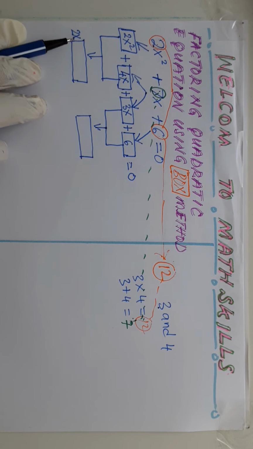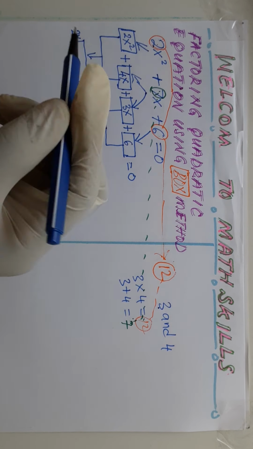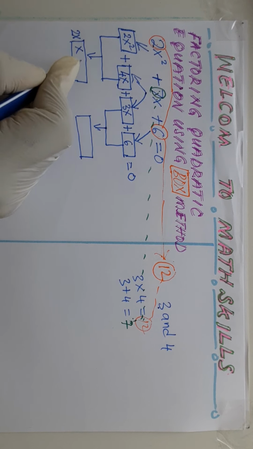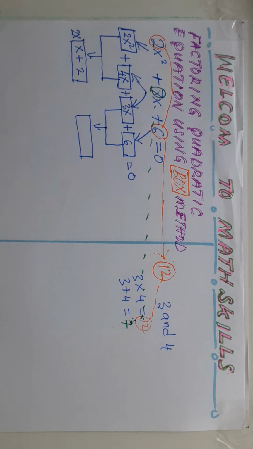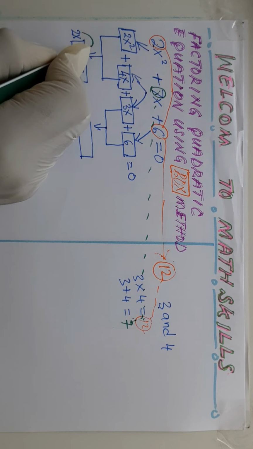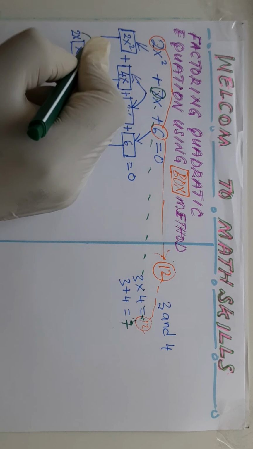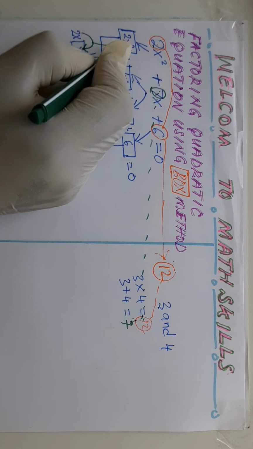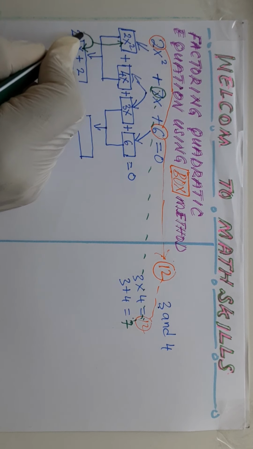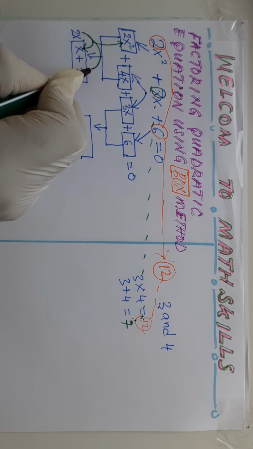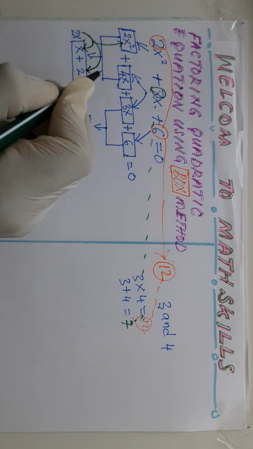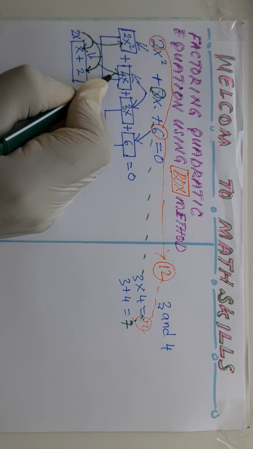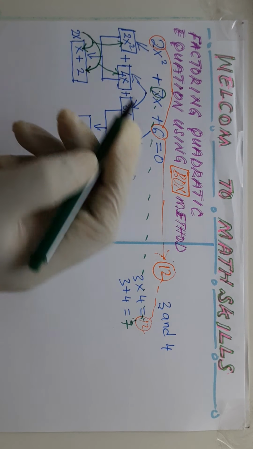Now what am I going to write inside? I'm just going to write x plus 2. Let's see if we are correct. If you get 2x and multiply by x, are you going to get 2x squared? Yes, so we are correct. If you get 2x and multiply by 2, are we going to have 4x? Yes, we're going to have 4x, so we are correct.